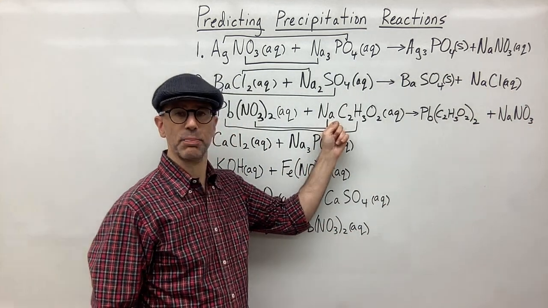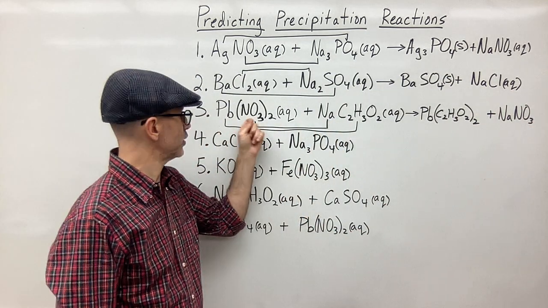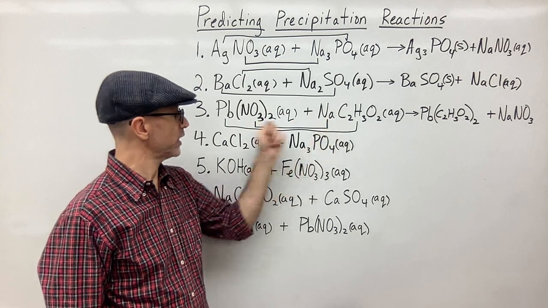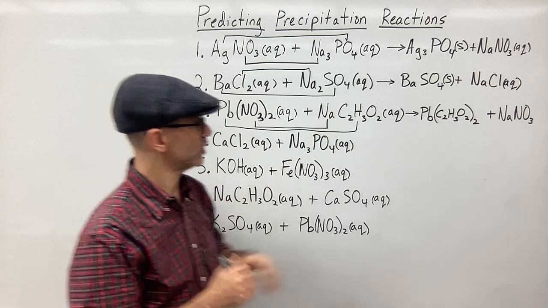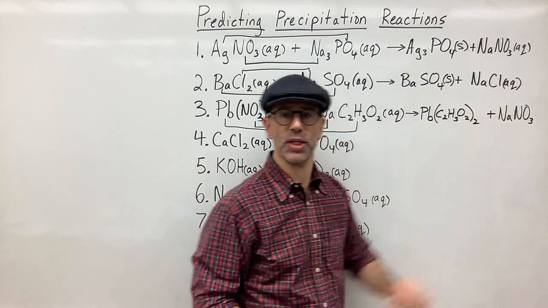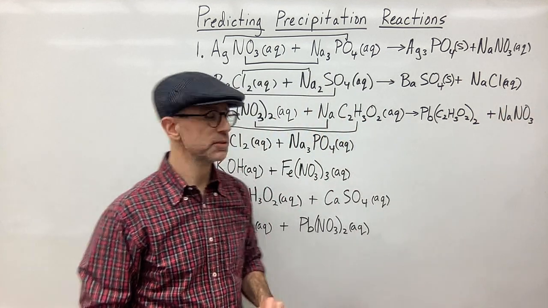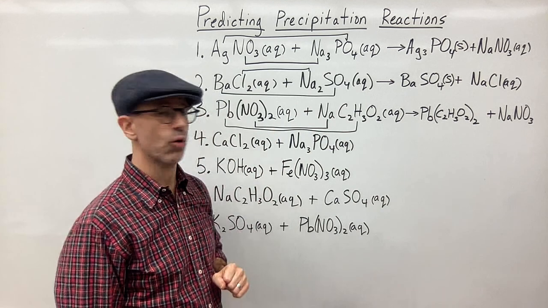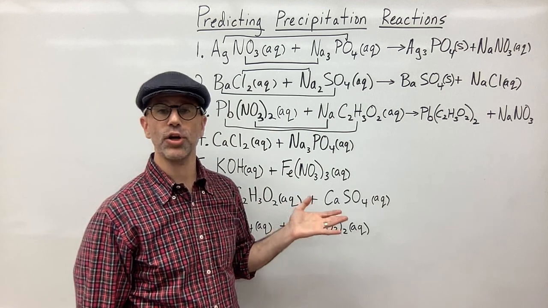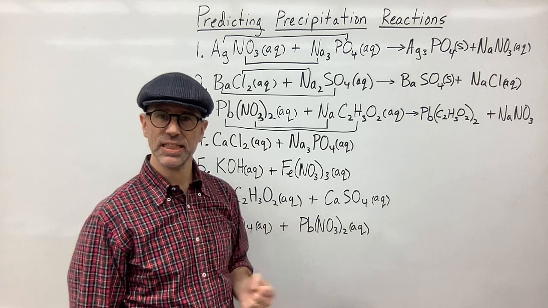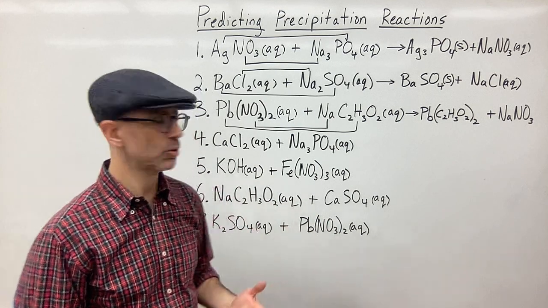Again, sodium here has a +1 charge. Nitrate has a -1 charge. So you only need one each to balance the charge. So I have one sodium, one nitrate. So that's my formula for the other product. So now we have to use our solubility rules to find out if any of these are going to be a precipitate. Is it going to form a solid? Are any of these insoluble in water, or are they both soluble in water?